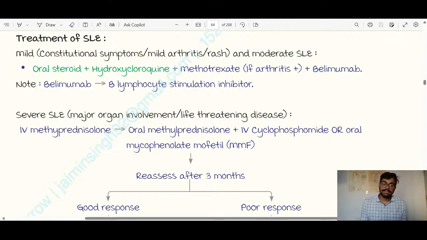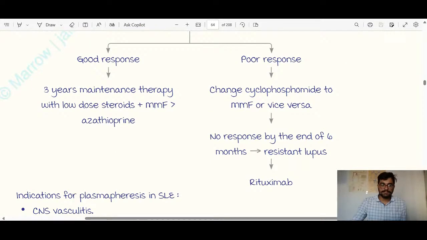Okay, severe SLE, what will be major organ involvement or life threatening disease? IV methylprednisolone will be dropped. Then oral methylprednisolone plus IV cyclophosphamide or oral mycophenolate mofetil. Reassess after 3 months. Good response: 3 years of maintenance therapy with low dose steroids with MMF and azathioprine. Poor response: change cyclophosphamide to MMF or vice versa.